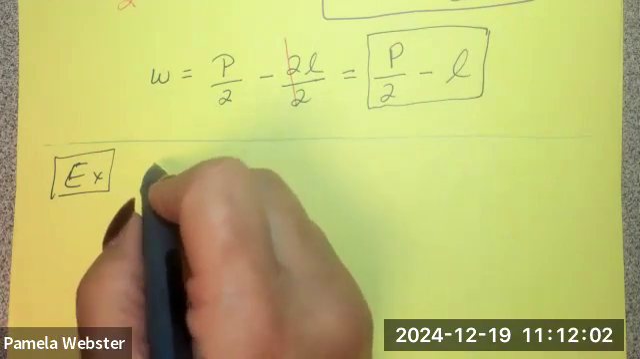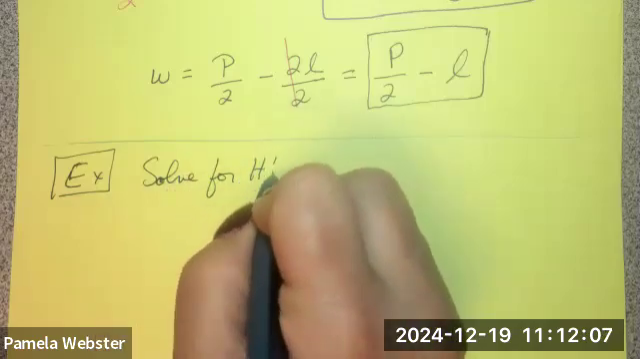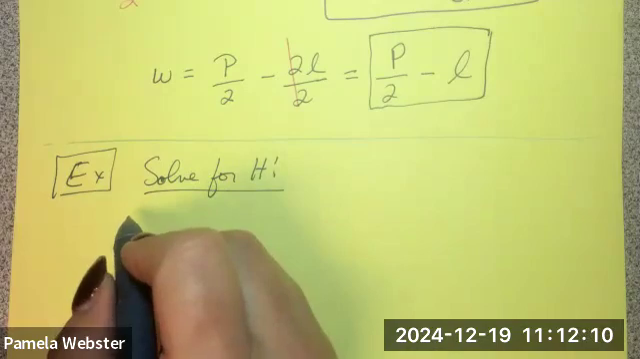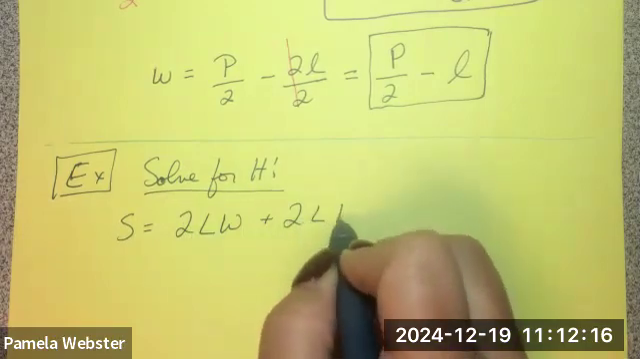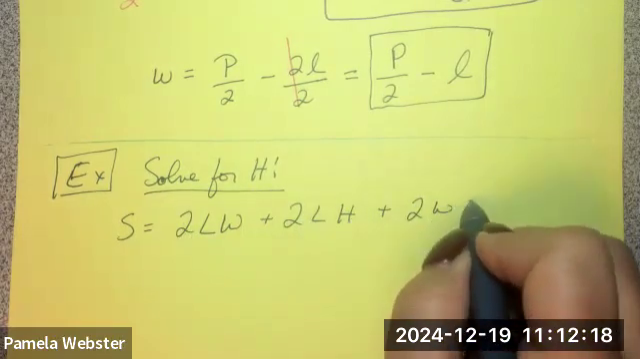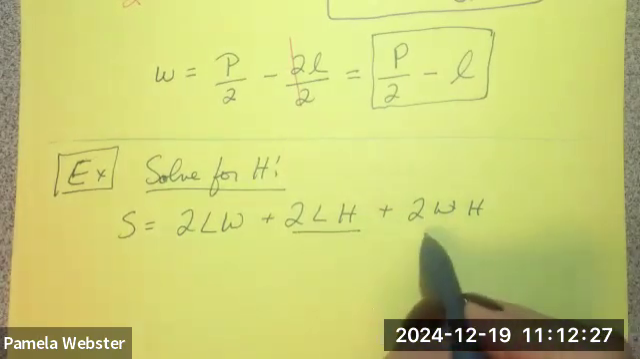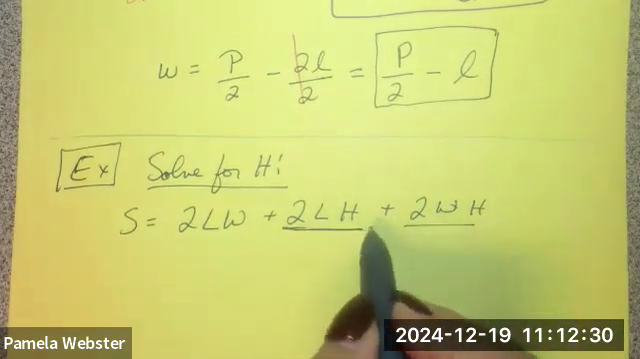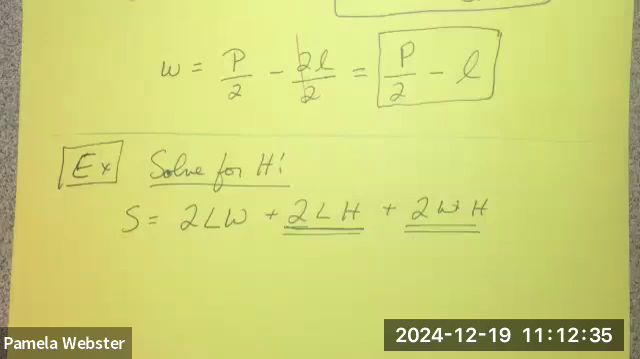So the problem says solve for H. And the formula that you're going to have is S equals 2LW plus 2LH plus 2WH. Okay, so solve for H here. If you're not sure looking at this, you see there are 2 terms with H's in it. So this is where you need to dust off your factoring if you haven't done that. So go ahead and take a look at that and push pause if you need to, and then come back.